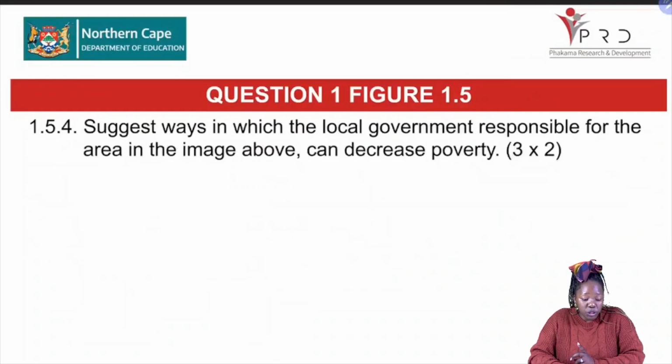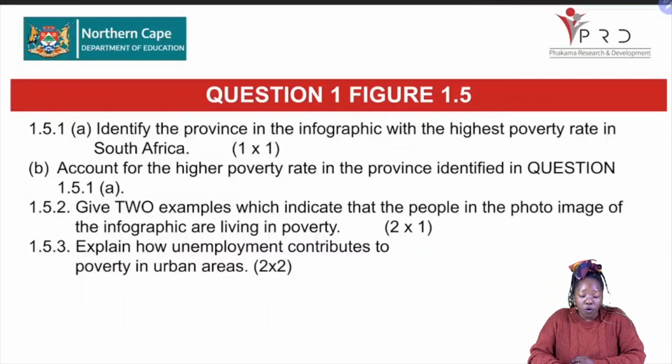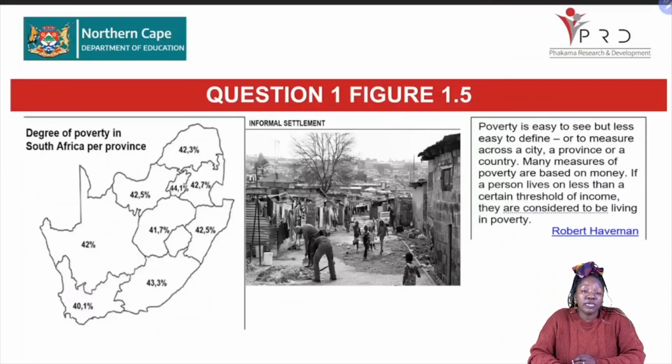Then your last question will be 1.5.4, where you need to suggest ways in which the local government responsible for the area in the image above can decrease the poverty. What role can the government play to decrease the poverty? So again, I'm going to go back to the diagram so that you can identify that province, and you look at the picture as well as the infographic now that we have seen what the questions are.